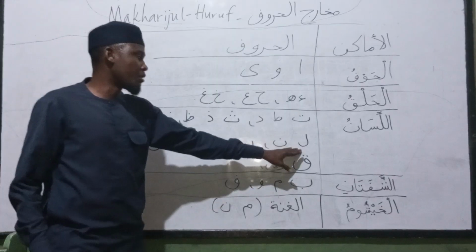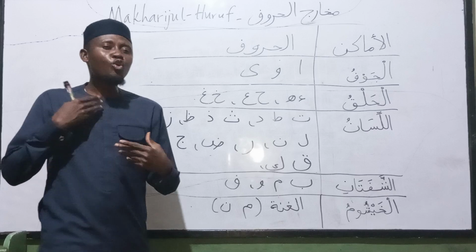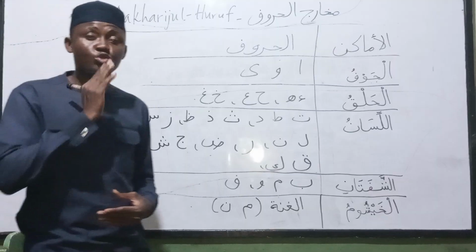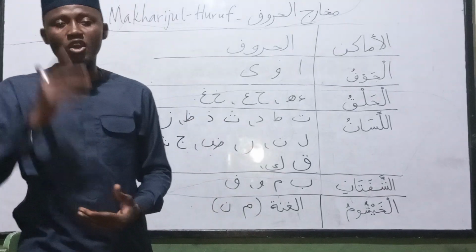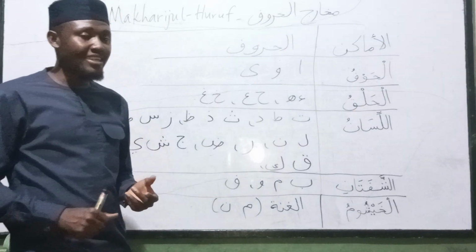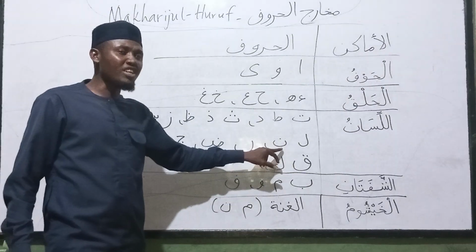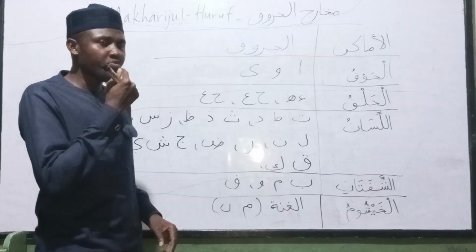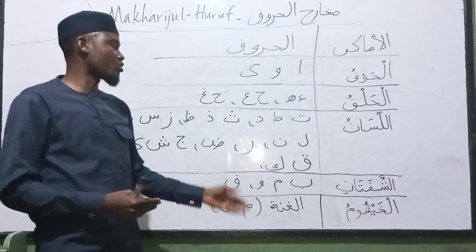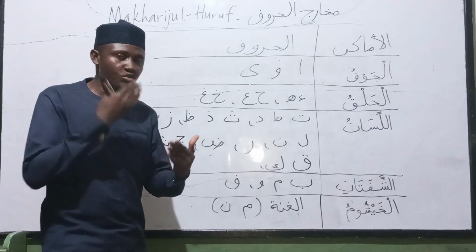Then we have the lam and the nun. The lam and the nun are not articulated from the same place, but the places are close, because the lam is articulated using the tip of the tongue to touch the upper palate, the upper part of the mouth. And you notice that the point of articulation of nun, that point that the tip of the tongue is touching, is a bit farther behind the point of articulation of lam. Try it out yourself and you understand what we're talking about.